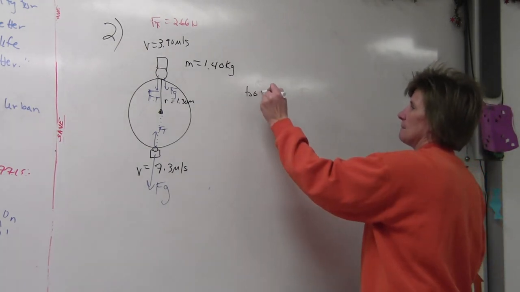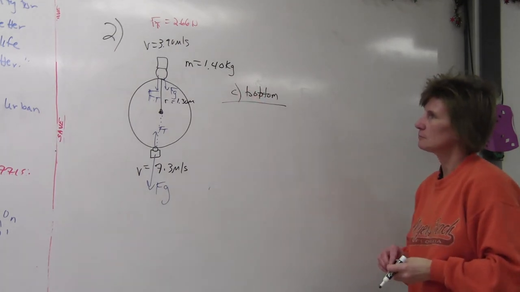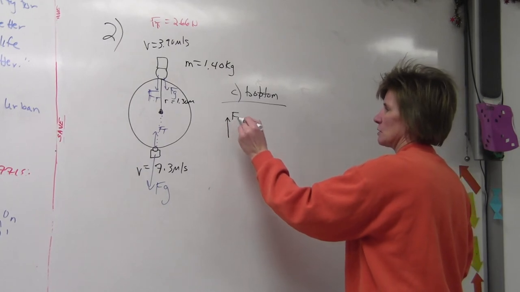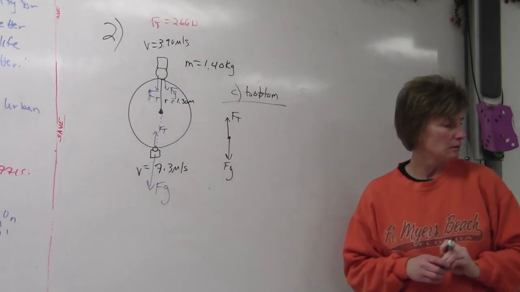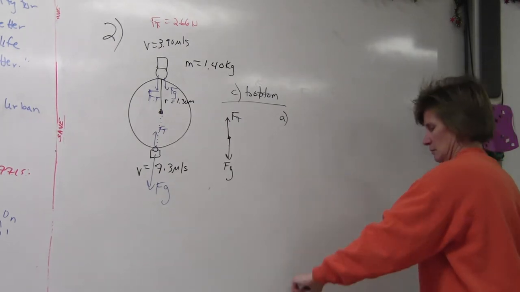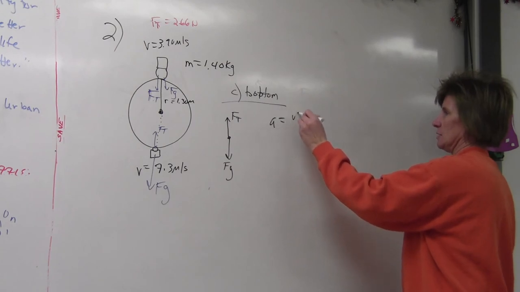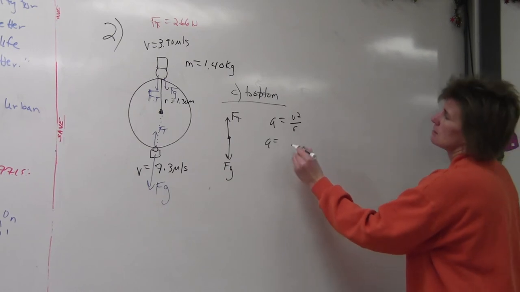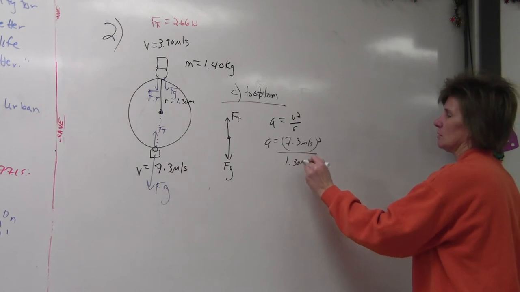At the bottom is letter C. So for letter C, we have force of tension going into the circle and gravity going out. Right? By the way, they asked for my acceleration right away. Can I do acceleration right away? Yeah. Acceleration is v squared over r, so acceleration is 7.3 meters per second squared divided by r, which is 1.3 meters.